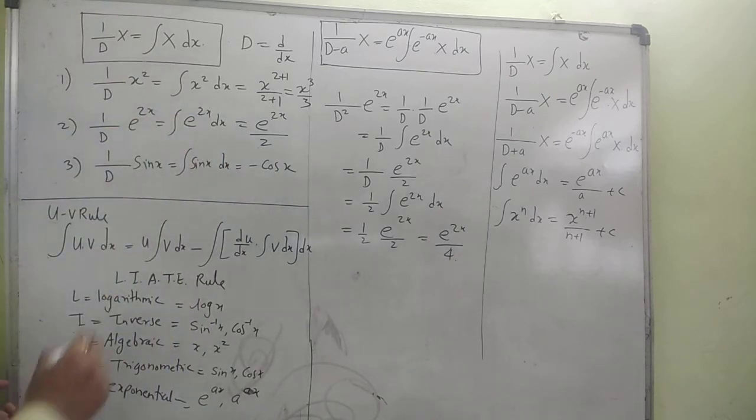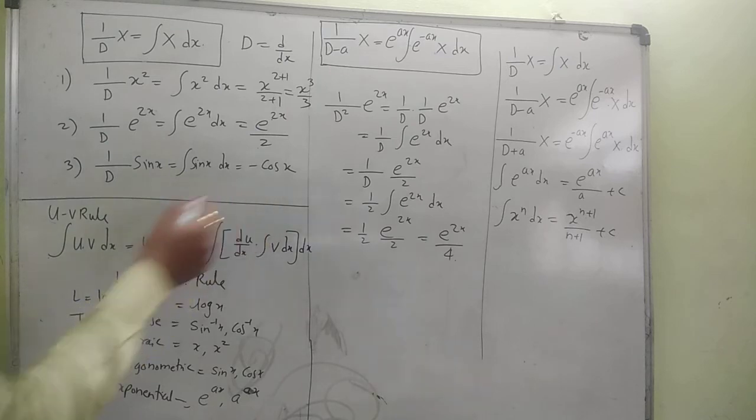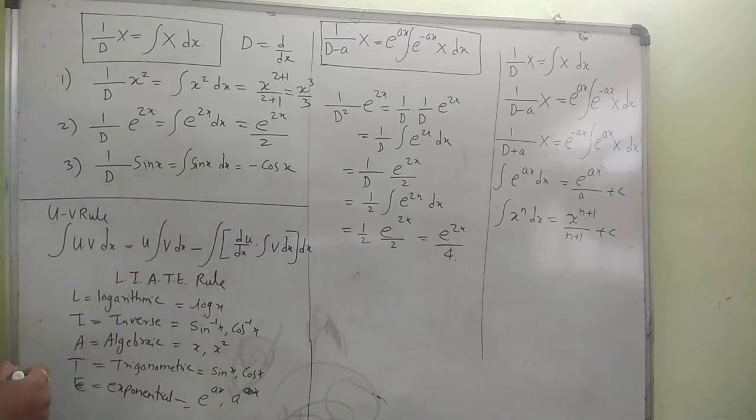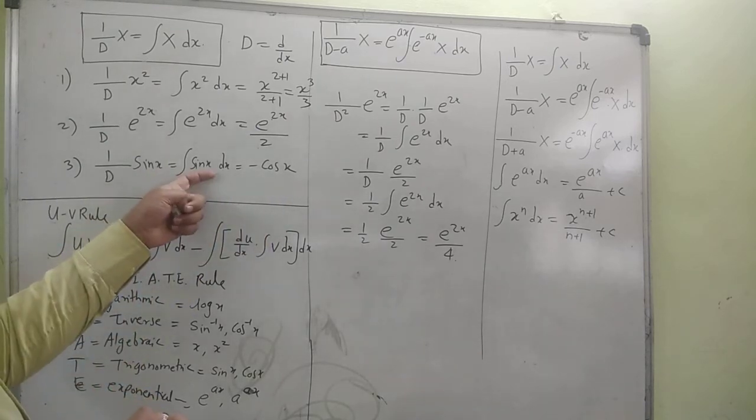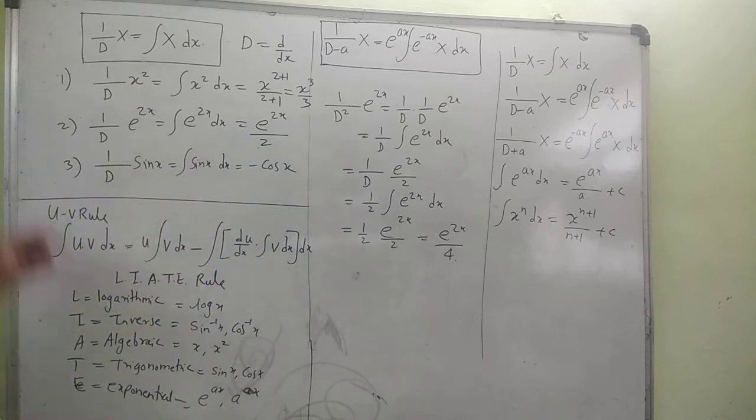Similarly, when it is 1 upon D of sin x, the same approach can be adopted, that integration of sin x is minus cos x. This is all about the first formula, that is 1 upon D. 1 upon D means taking the integration of the given function.